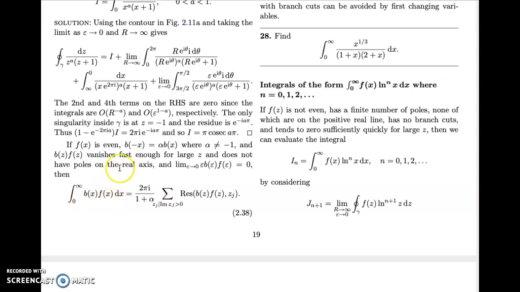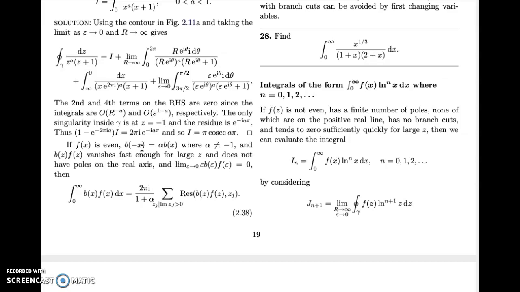and b of x is such that b of minus x is some multiple of b of x, where that multiple is not allowed to be minus 1. So in other words, b is not allowed to be an odd function.